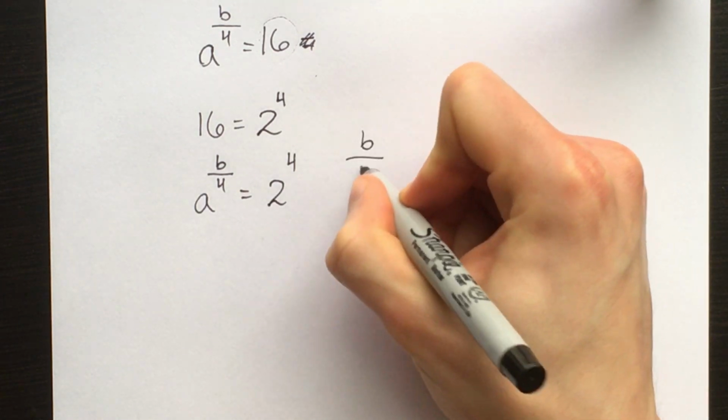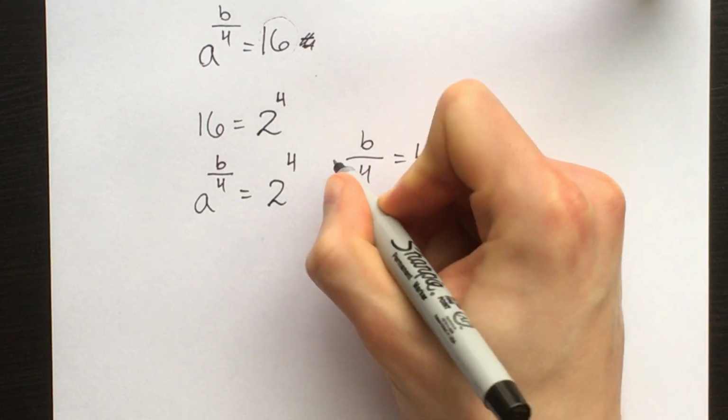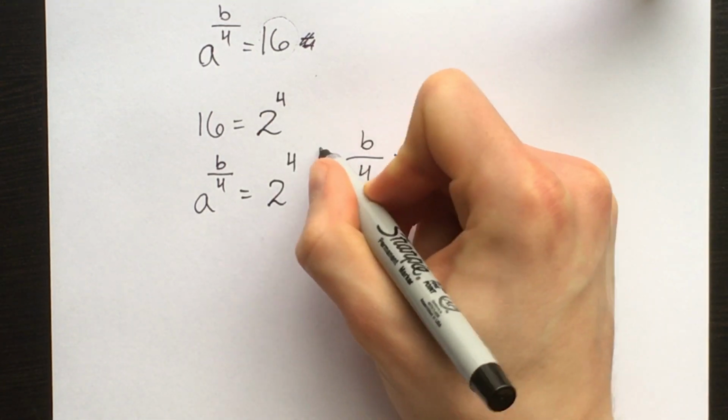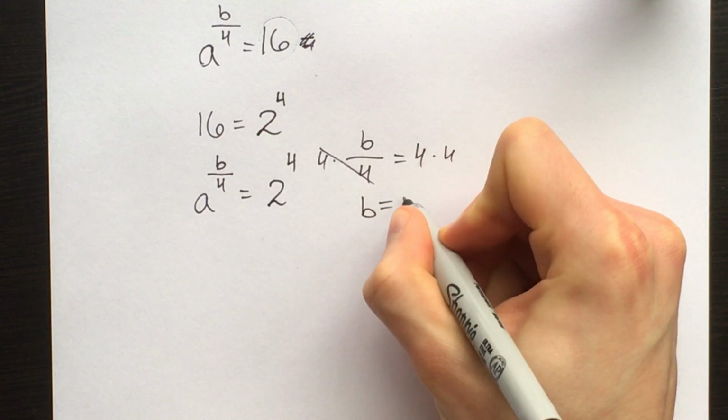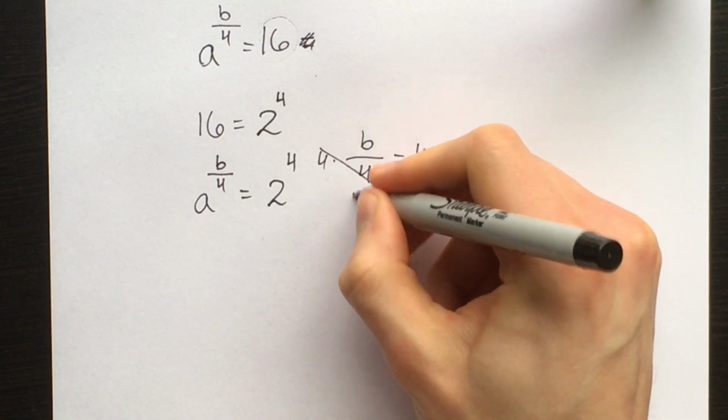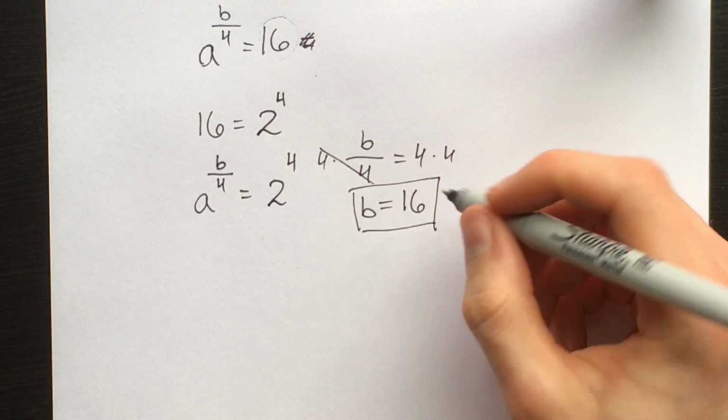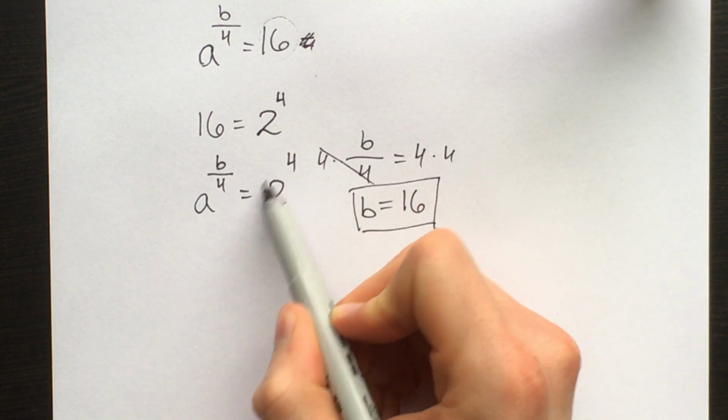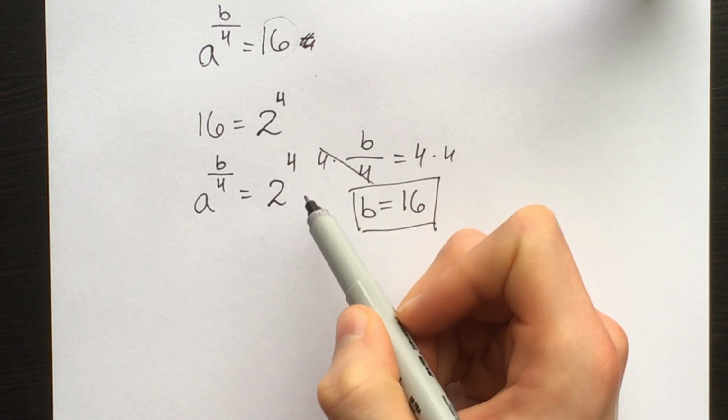Well, if you know that b over 4 is equal to 4, just multiply both sides by 4, and you know that b has to be equal to 16. So that's one possibility. There's a bunch of others depending on what you make this base to be.